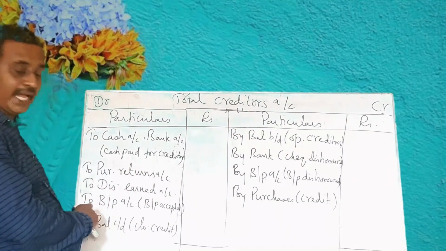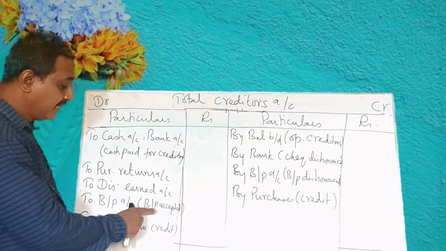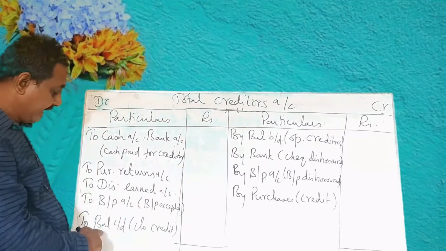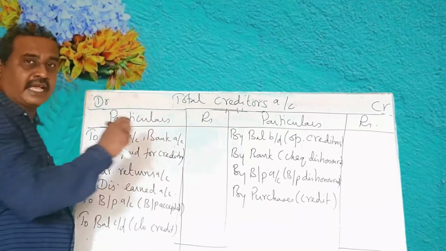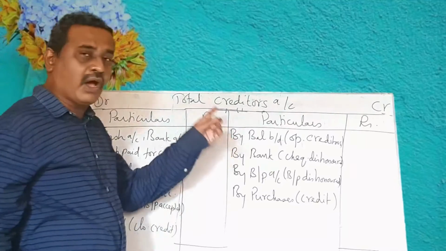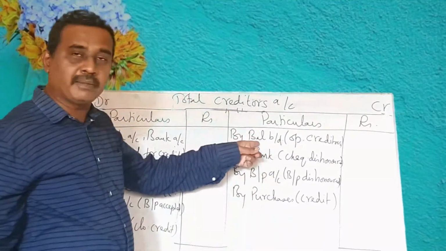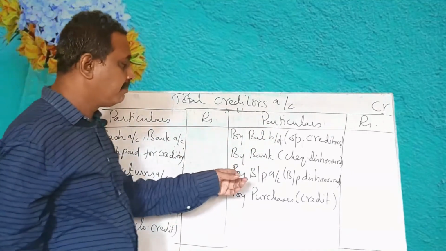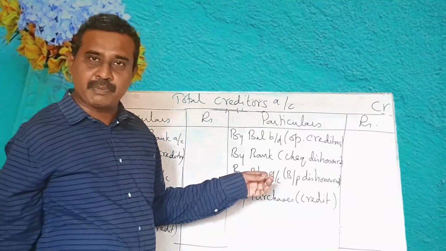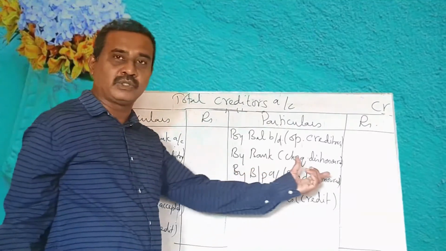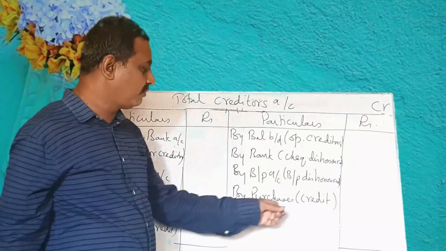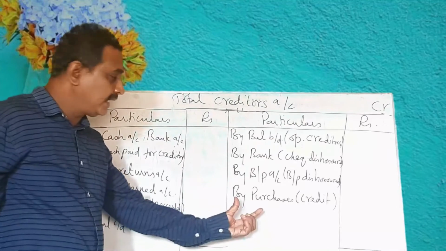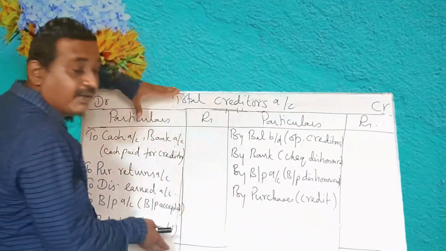This is very important, and this will be taken from the bills payable account and must be brought here. And I have already told you, creditors is a liability, so it will always show a credit balance. So the opening balance will come on this side, and the closing balance will come on this side. When bills payable is dishonored, that will be brought to this side, and this one will be credit purchases.